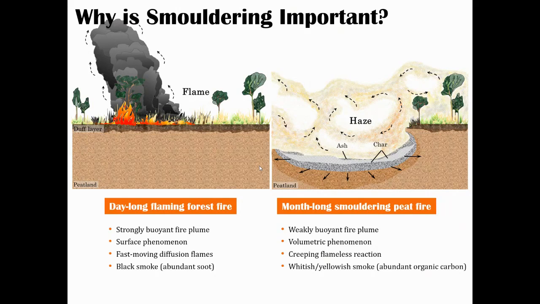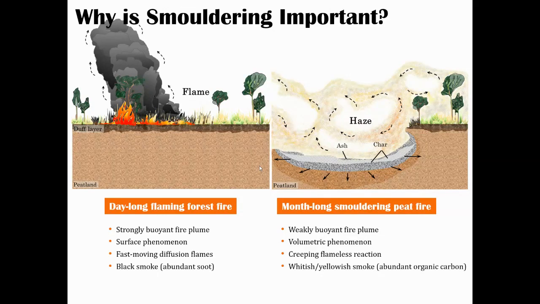Whereas here on the right, you have what smoldering fires look like. First, the plume is not strongly buoyant, it's just weakly buoyant, because smoldering has much lower temperature, so the smoke that it produces cools down quickly, and it doesn't rise up much more than the height of a building, maybe 30 meters. So it stays on the ground where people and animals breathe, and it just moves laterally instead of moving away into the atmosphere.